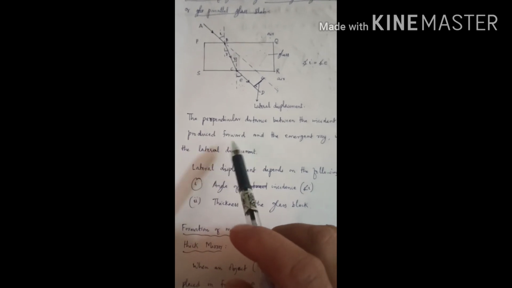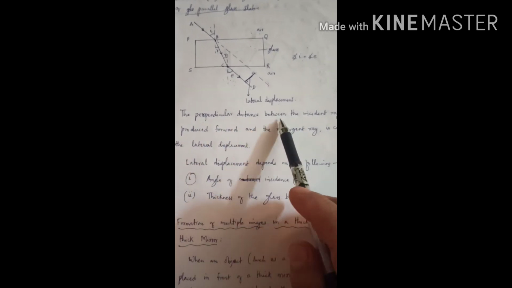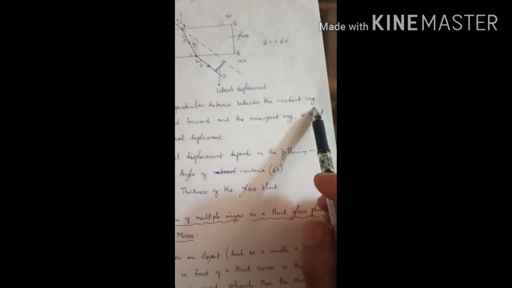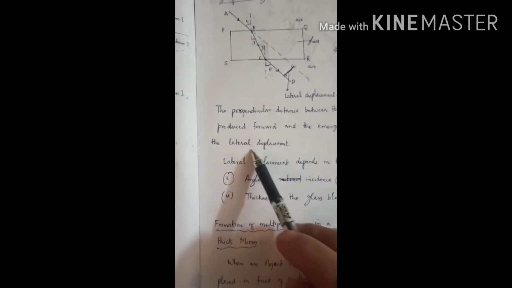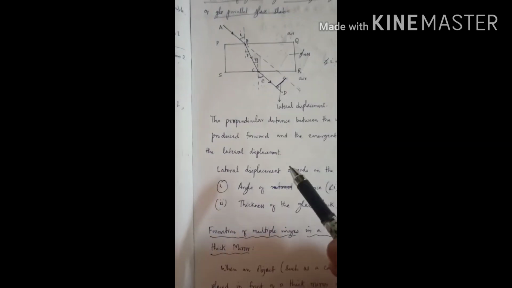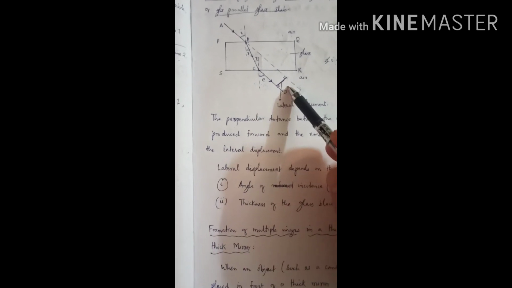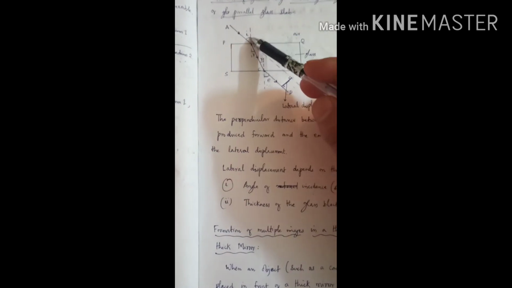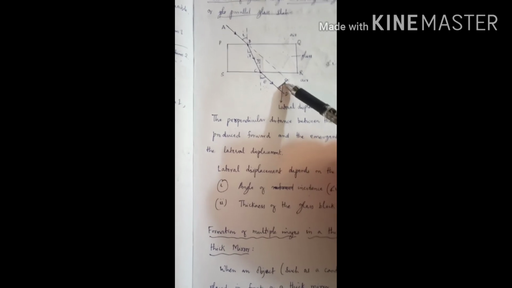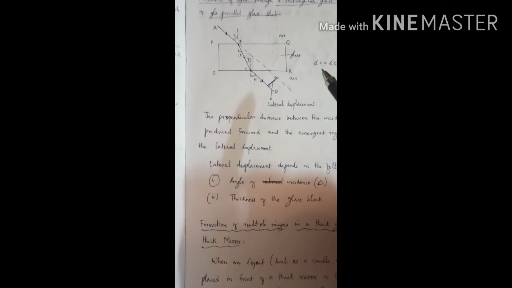I have given you the definition of lateral displacement also. The perpendicular distance between the incident ray produced forward and the emergent ray is called lateral displacement. Now this lateral displacement, whether it will be small or big, depends on many factors, but I have given you 2 factors here. One factor is angle of incidence. If this angle of incidence is less, the value of this distance will also be less. If it is more, this lateral displacement will also be more.